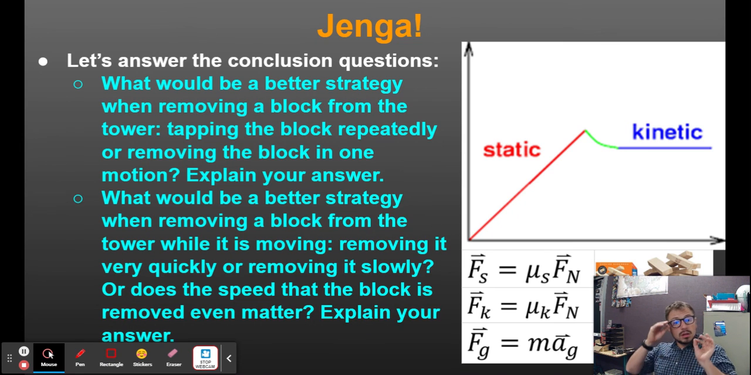Explain your answer. Well, the relative speed does not affect the amount of kinetic friction. However, what it will do is it'll affect the amount of time that force is applied to that tower. So if you remove it quickly, you're applying that kinetic friction for a very short amount of time. So the best strategy is to, once that block is moving, you keep it moving and you just remove it quickly. That'll provide the least amount of force to that tower.